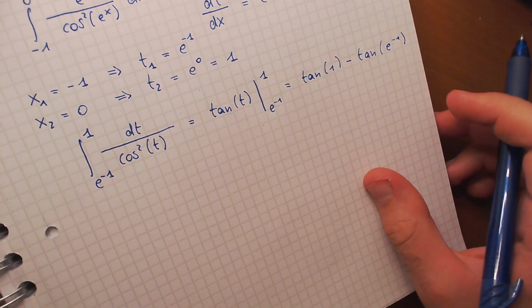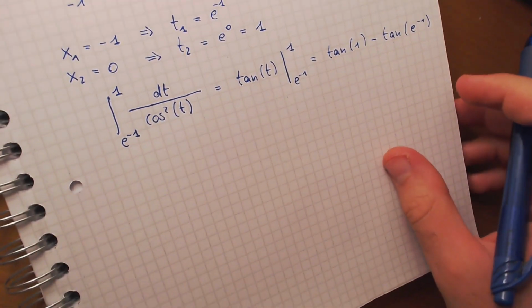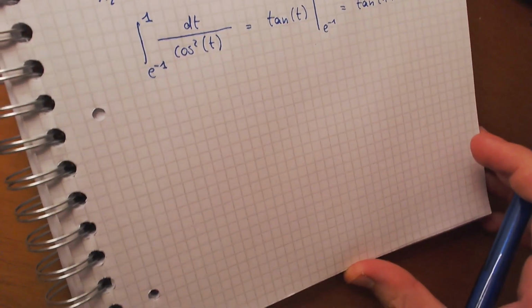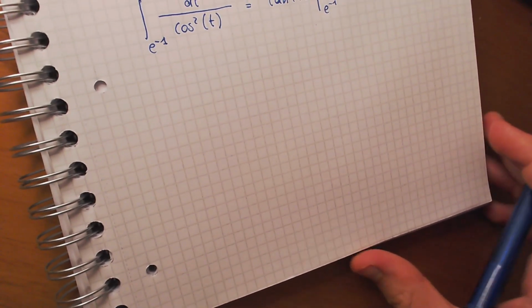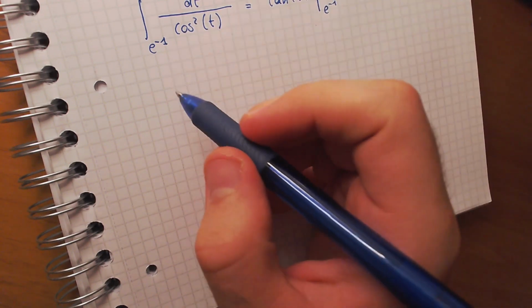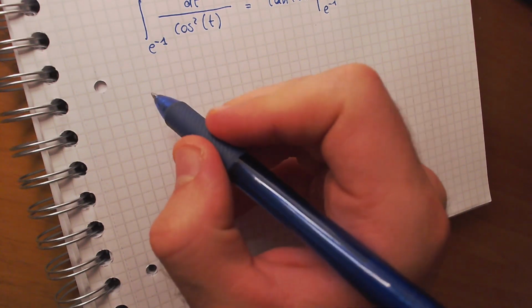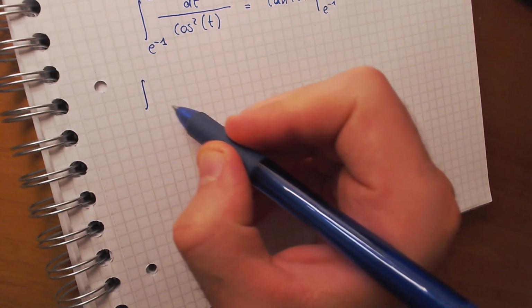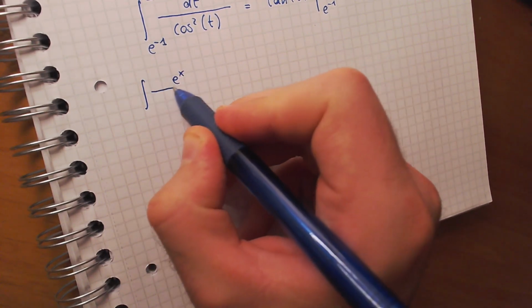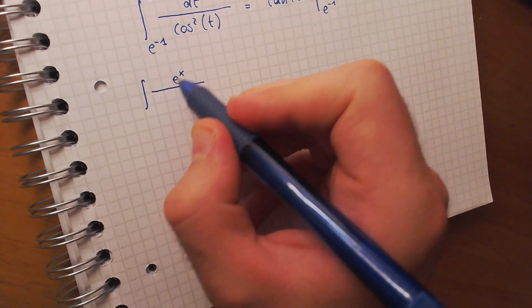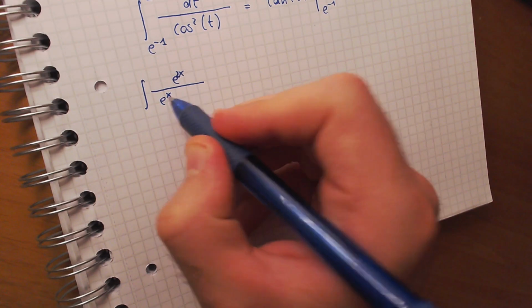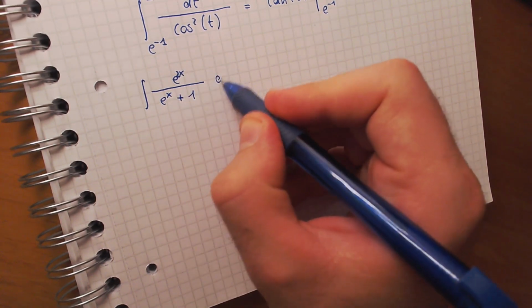Let's move to the third exercise. Okay, so the last exercise is another indefinite integral, and it is the integral of e to the 2x over e to the x plus 1 dx.